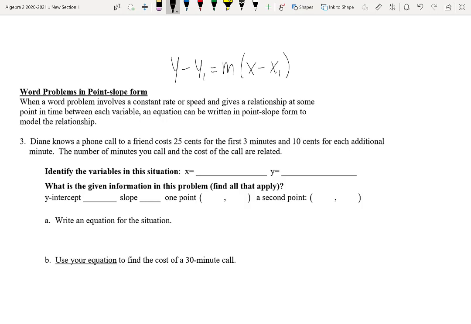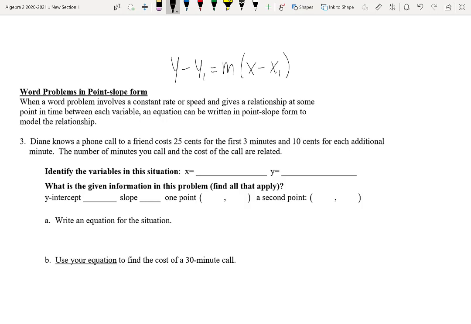So for this, we're looking for an example point for the situation that we're modeling, and then we do still need that rate. So if we are given that rate, that's ideal. If not, we can also find that rate using those 2 points.